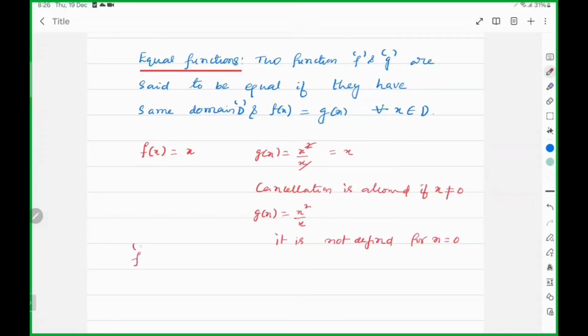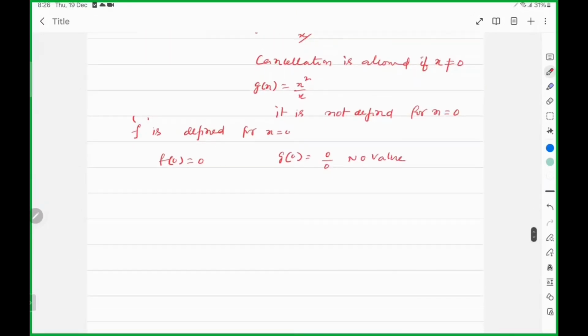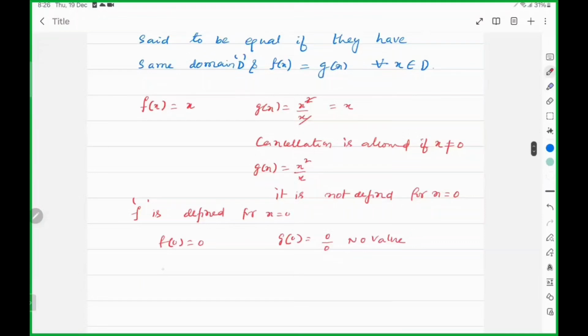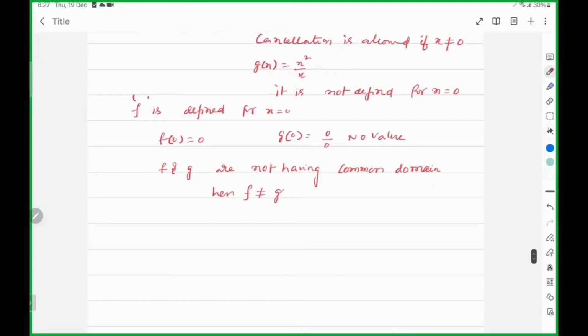So here, f is defined for x equal to 0, whereas g has no value, it is not defined for 0. So f and g seem to be the same, but they do not have a common domain. Hence, f and g are not equal.